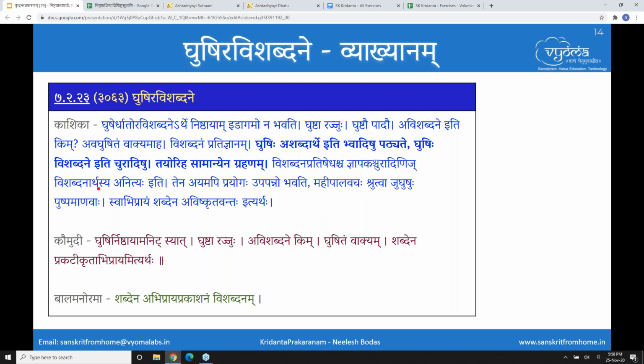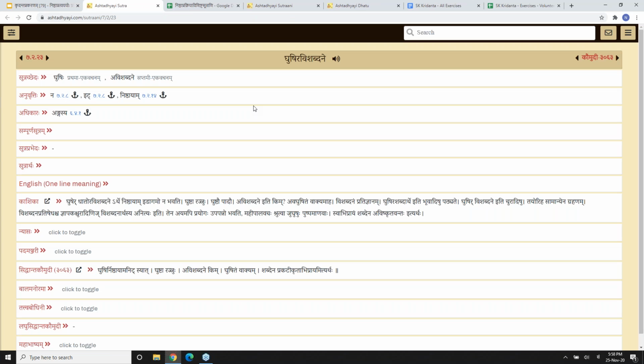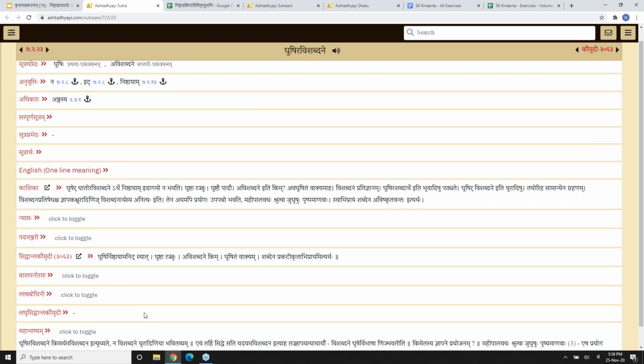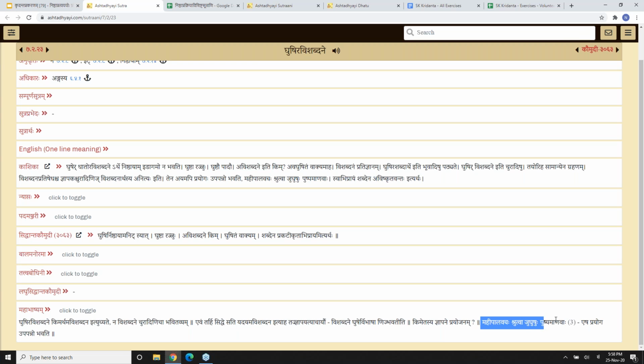This sentence, Mahipalavacha shrutva jughushu pushyamanavaha, occurs in the Mahabhashya itself. So it is very rare that the Mahabhashya actually gives pieces from the literature. But if you go to this Sutra 7-23 and open up the Mahabhashya over here, you can actually see the piece from the literature being quoted in the Mahabhashya all the way at the bottom of the screen.